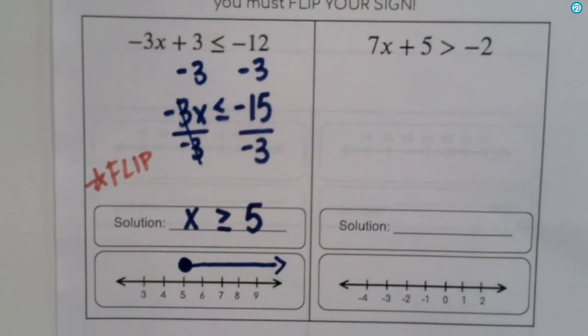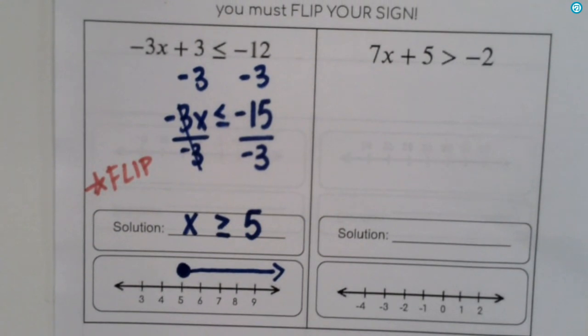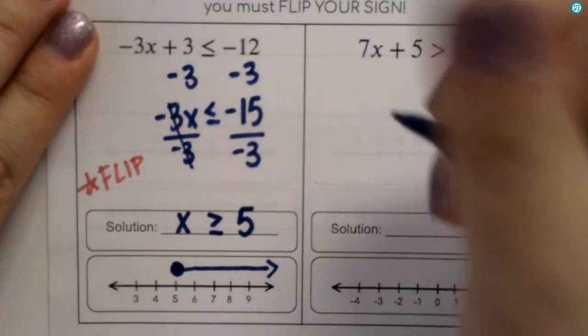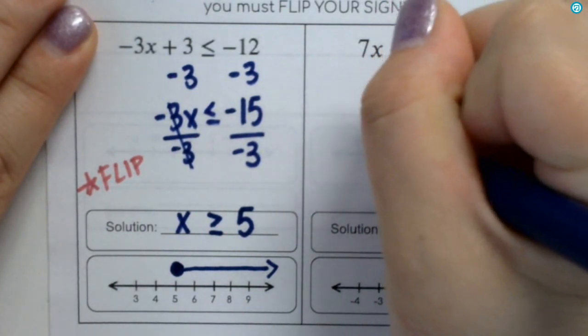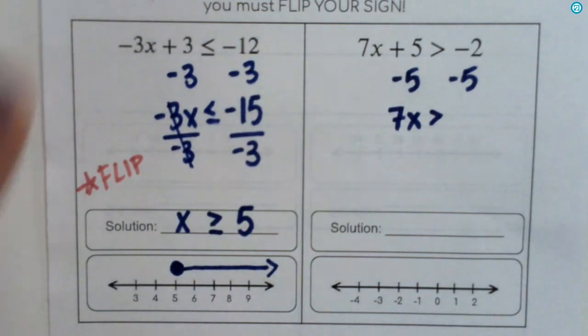Okay, we've got 3 more. Let's get through these so that you guys have enough time to work on your assignment. We've got 7x plus 5 is greater than negative 2. So this next one, we're going to start by getting rid of that plus 5. We're going to subtract 5 from both sides. We've got 7x is greater than negative 2 minus 5, which is negative 7.